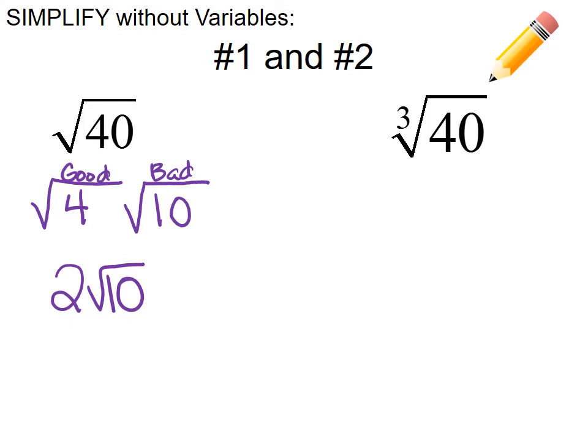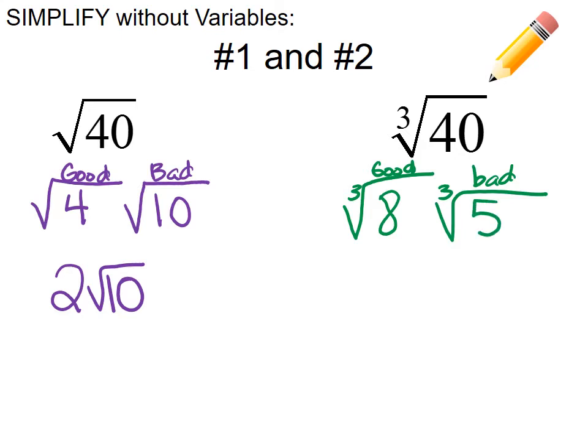Let's take a look at example 2. This time, I have the cubed root of 40. Same process, but you need to look at your cubed column. Looking at your cubed column, what is a value that divides into 40 evenly? In this case, 8 goes into 40 5 times. 8 is a perfect cube because it reduces down to 2, and I'm left with the cubed root of 5.